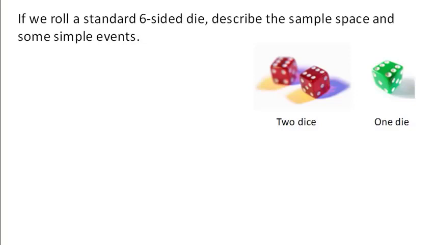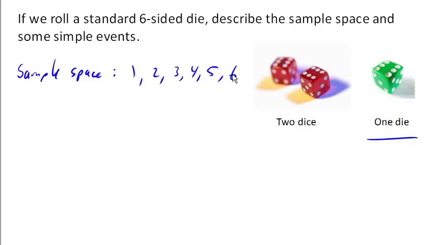So if we're rolling a die, that's the singular of dice, in case you were curious, and we've got a six-sided die, then the possible outcomes, and this would be the sample space, the possible or simple outcomes are rolling a 1, rolling a 2, rolling a 3, rolling a 4, rolling a 5, or rolling a 6. And each of these is a simple event.